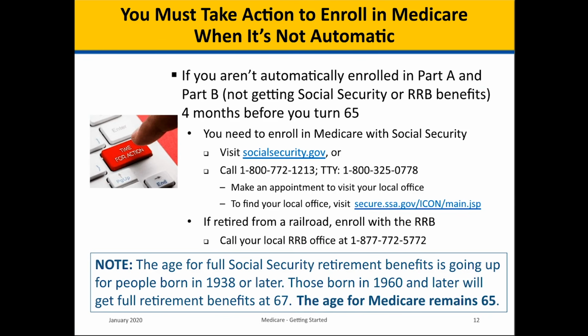Again, if you're not getting Social Security or Railroad benefits at least 4 months before you turn 65, for instance, because you're still working, you'll need to sign up for Part A and Part B. To avoid a delay in coverage, you should contact Social Security to apply for Medicare 3 months before you turn 65. If you work for a railroad, again, contact Railroad to apply.